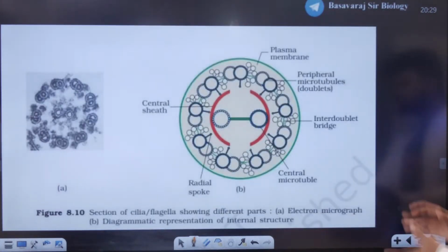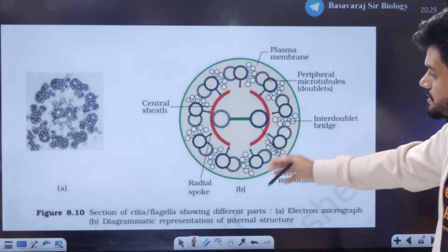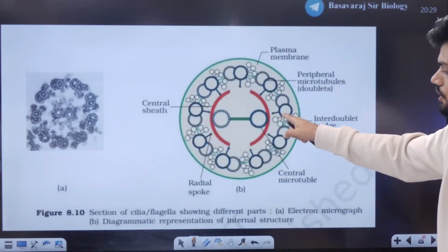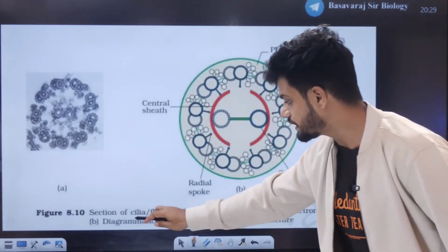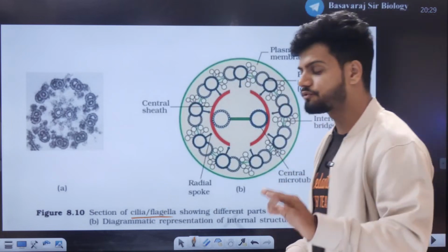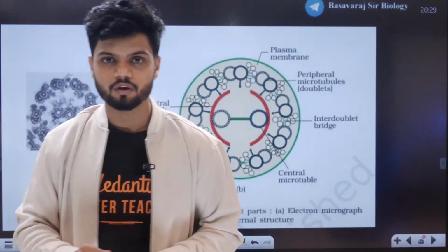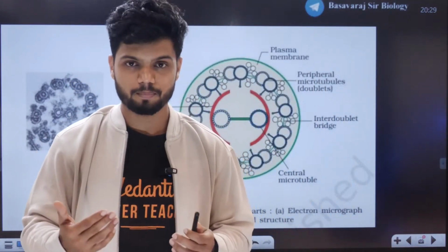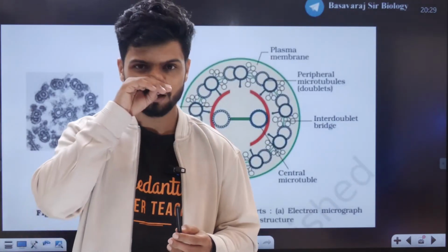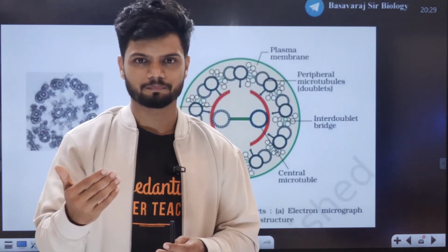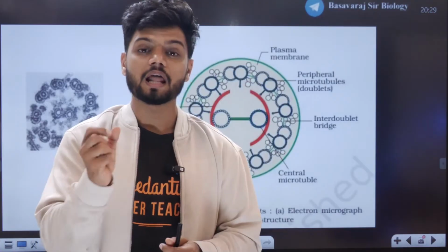Okay. Now this is a structure from an electron microscope, the normal structure of cilia and flagella. First of all, understand, students, what are cilia and flagella made up of, where are they present, and what is the use of them? Cilia and flagella help in motility.